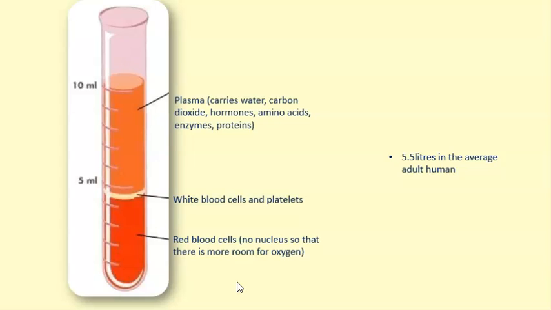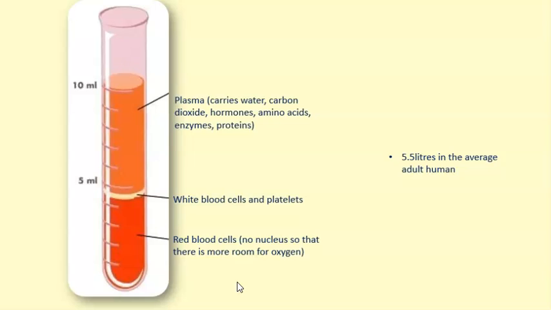And the plasma at the top, which is the one people always find the trickiest, pretty much carries everything else. So water, carbon dioxide, hormones, amino acids, enzymes, everything else is carried by the plasma. So if you can think about the red blood cells carrying oxygen, the white blood cells fighting disease, the platelets helping the blood to clot, and the plasma is more of a carrier tool, so it carries things around the body.